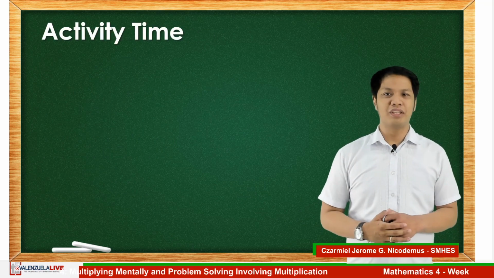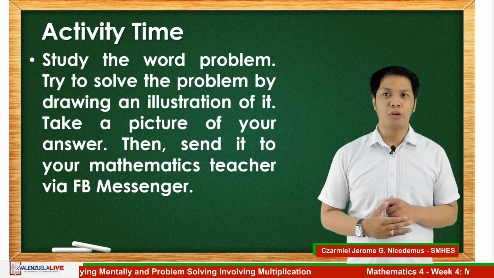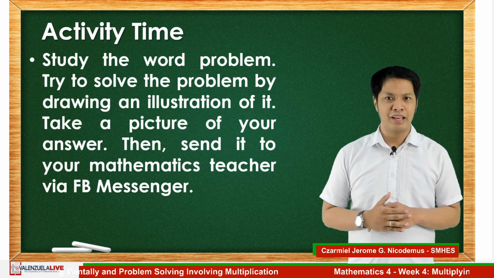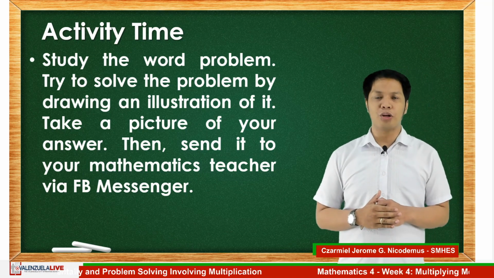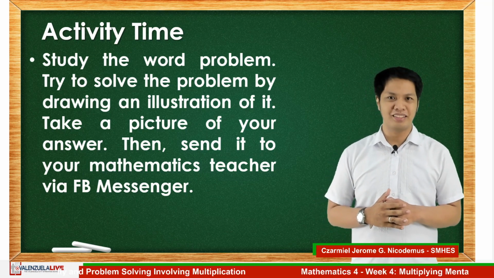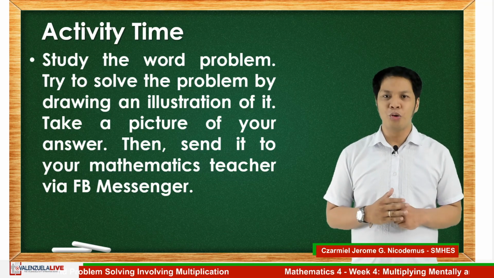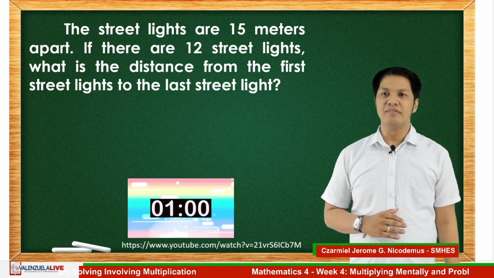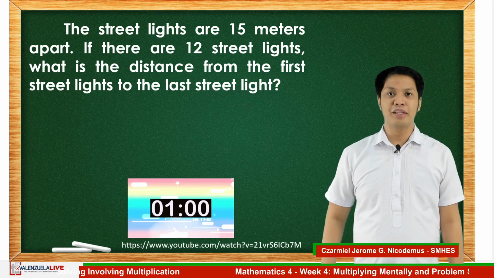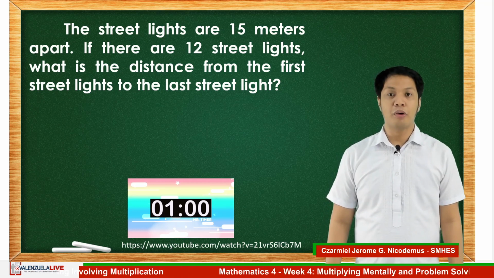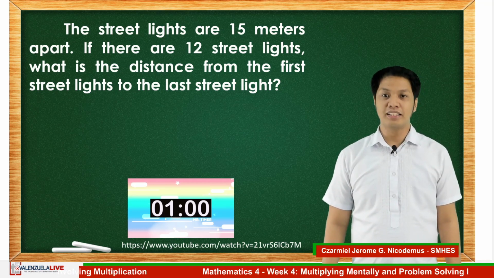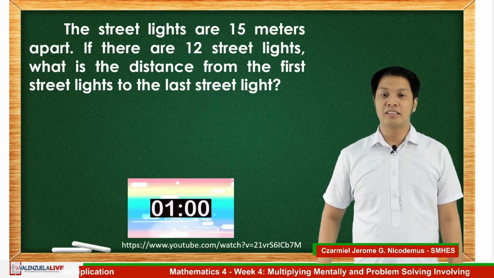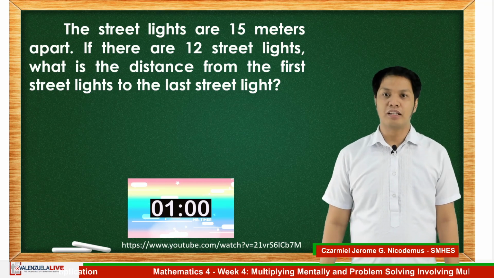For our last activity for the day, study the word problem and try to solve the problem by drawing an illustration of it. Take a picture of your answer, then send it to your mathematics teacher via FB Messenger. Again, I will be giving you 1 minute to give us the correct answer. The street lights are 15 meters apart. If there are 12 street lights, what is the distance from the first street light to the last street light? Time starts now.